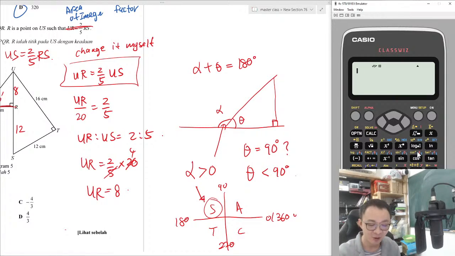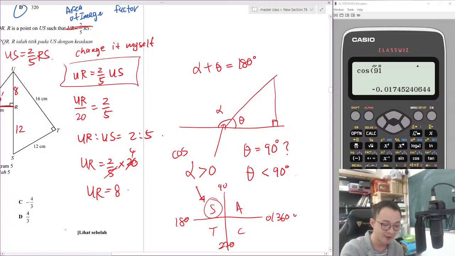So therefore, how about cos? If I say, okay, cos 110, you realize it's negative, right? If I type cos 179, you realize it's negative, right? If I type cos 91, just slightly more than 90, you realize it's negative, right? So this is the reason why in the second quadrant cos must be negative.